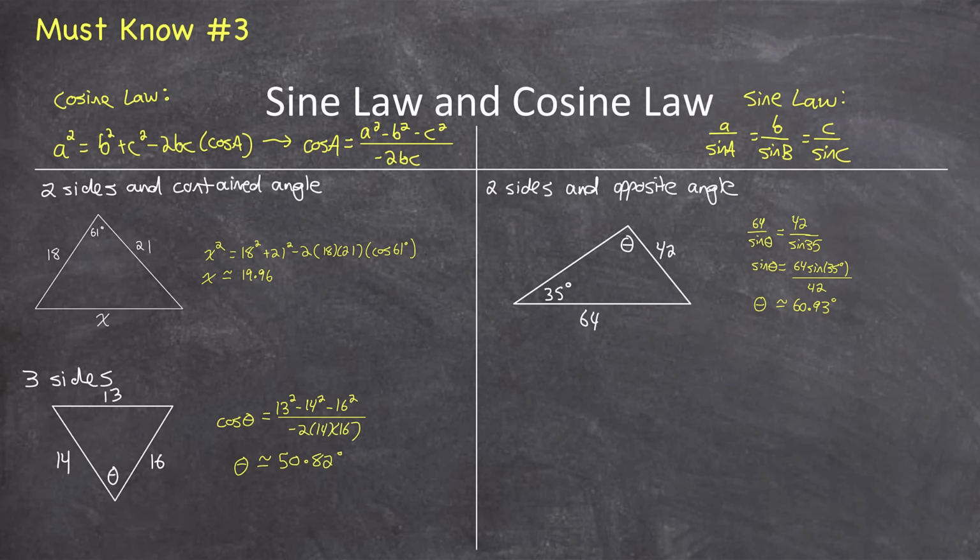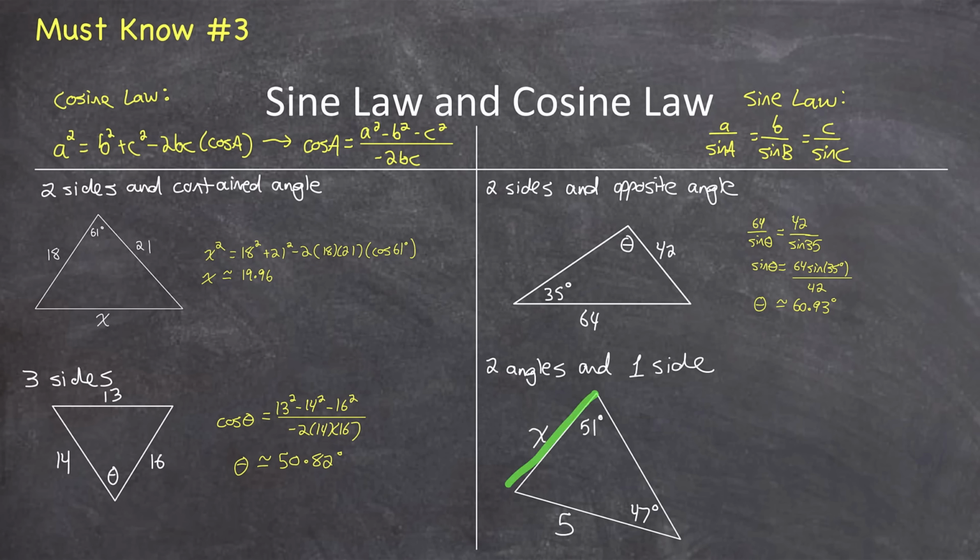The other scenario where you would use sine law is if you know two of the angles and one of the sides. In this triangle, I know that x divided by sine of its opposite angle, 47, would be equal to 5 divided by sine of its opposite angle, 51. If you rearrange to isolate x, you would find out that the value of x is about 4.71 units.